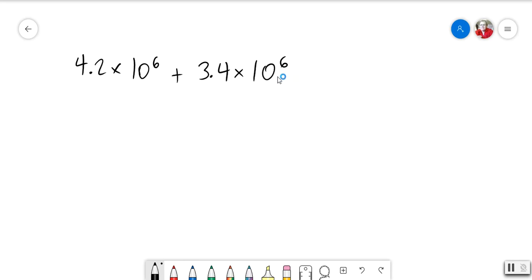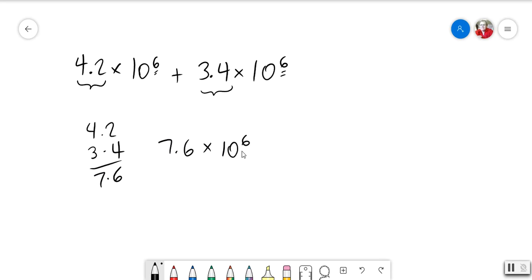The simplest case is when you have something like this, where you notice on both the exponent parts, the exponent's the same. So in a case like that, you just take your mantissas and add them the way you normally would with decimals, and then you tack on the same power of 10. So 4.2 times 10 to the 6th plus 3.4 times 10 to the 6th is 7.6 times 10 to the 6th. Easy peasy.